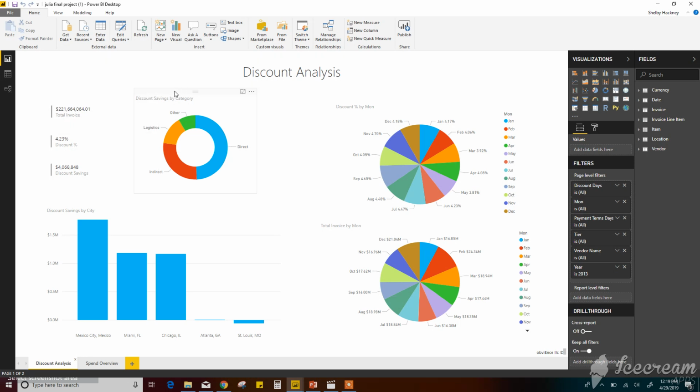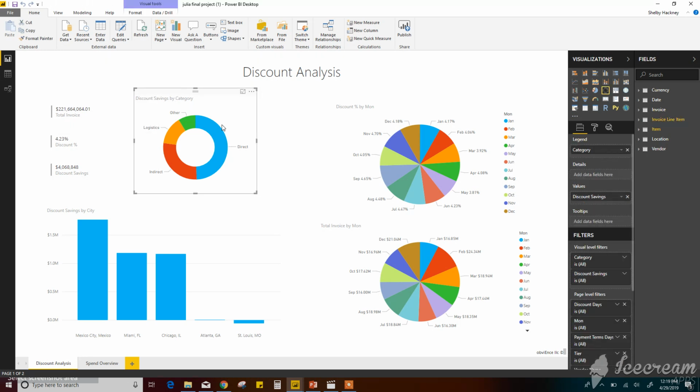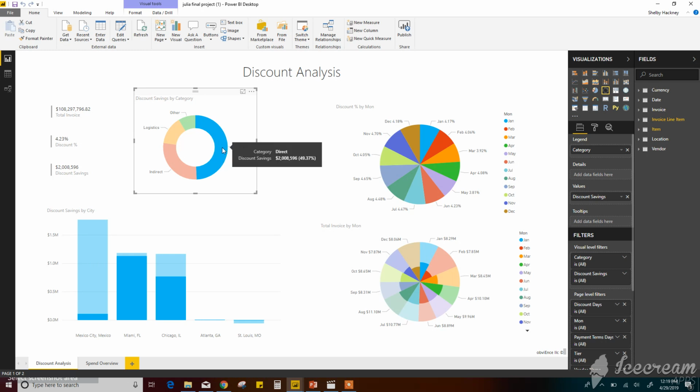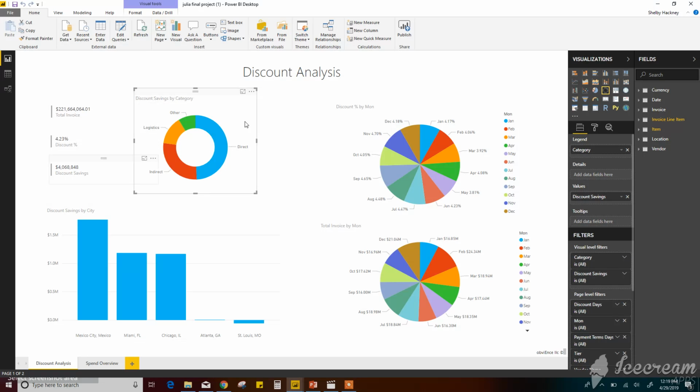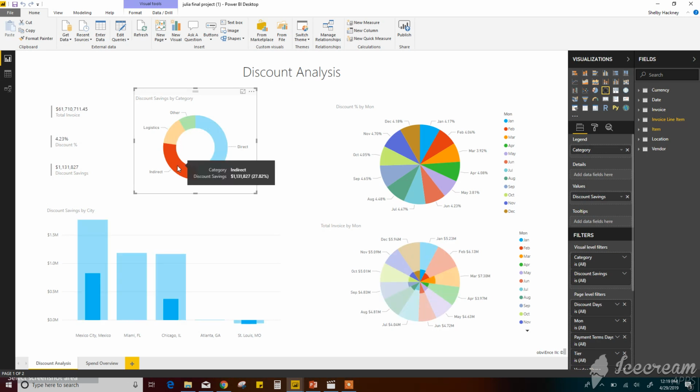So starting off, we have our discount savings by category right here. Basically, this shows how much we saved in each category of items. On our direct category, we can hover over it, and it shows that we saved $2 million. And when we click on it here, we can see the savings right there. And then the indirect category, we can see that we saved about $1.1 million and see it updates over here and so on. It also updates the rest of the graphs accordingly.